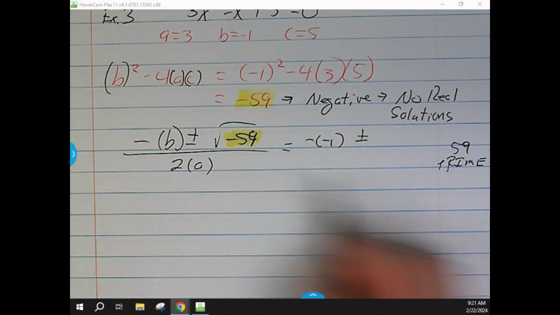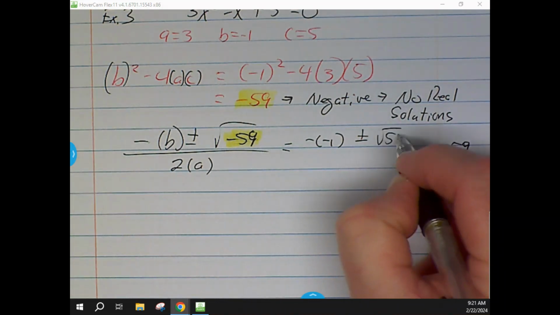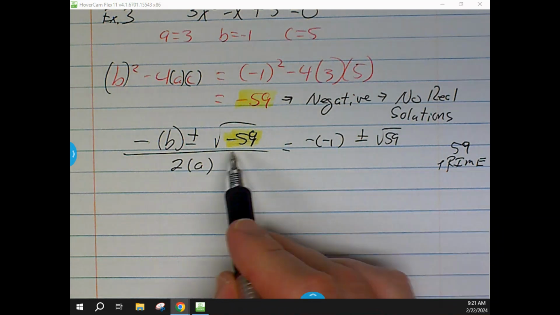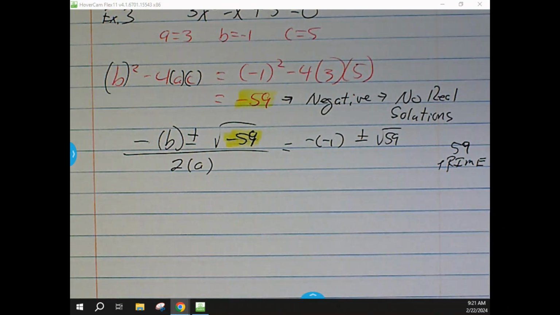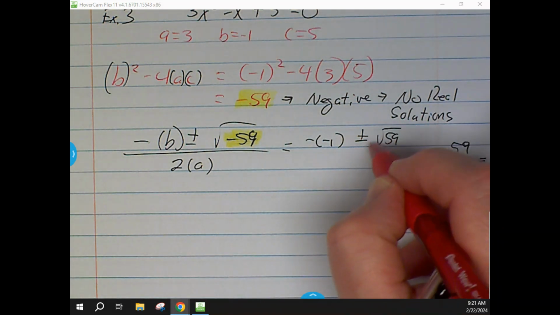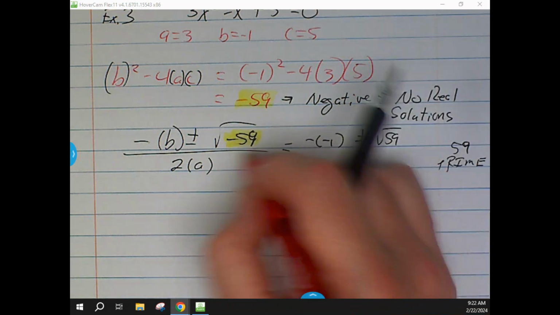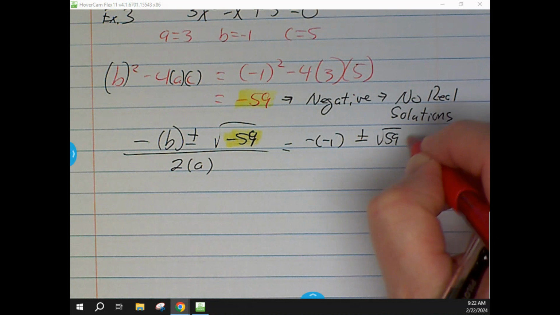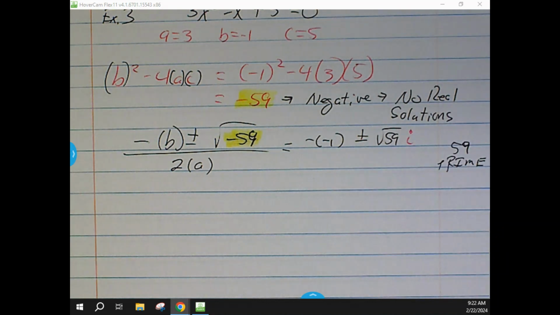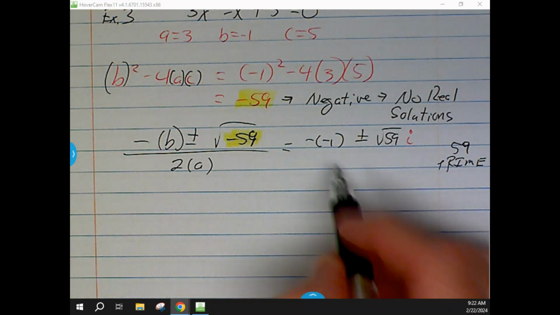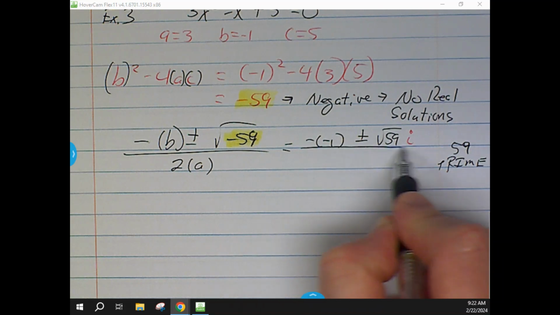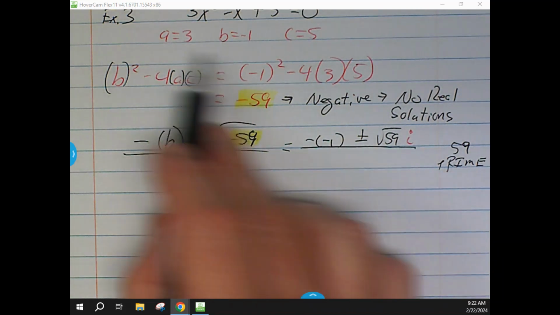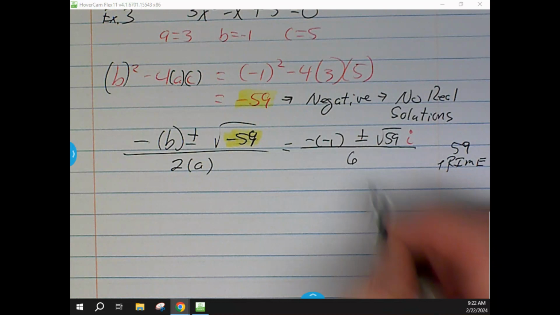So the only thing you can do is leave the square root of 59, but because it's going to be a negative, we're going to put an i variable in there somewhere. You can either put it here in front or you can put it behind it. Just make sure it's not inside the square root. I'm going to put it way out here on the end. So it's like that. Over 2 times 3, which would make that out to be a 6.